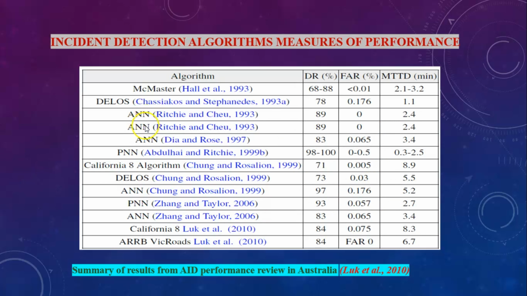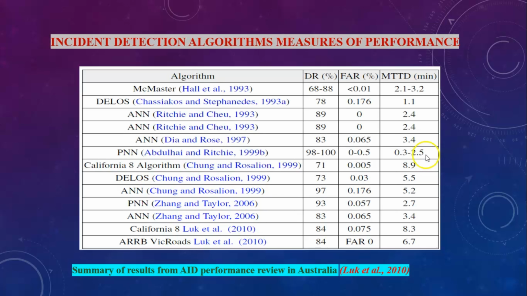Now, we have the ANN, also done by Ritchie and Cheu, 1993. We have the PNN, the probabilistic neural network, by Abdulhai and Ritchie, 1999. Here, the detection rate is 98 to 100%, almost 100%. And the false alarm rate is within 0.0 to 0.5%, which is still very reasonable. And the time to detect in minutes is 0.3 to 2.5.